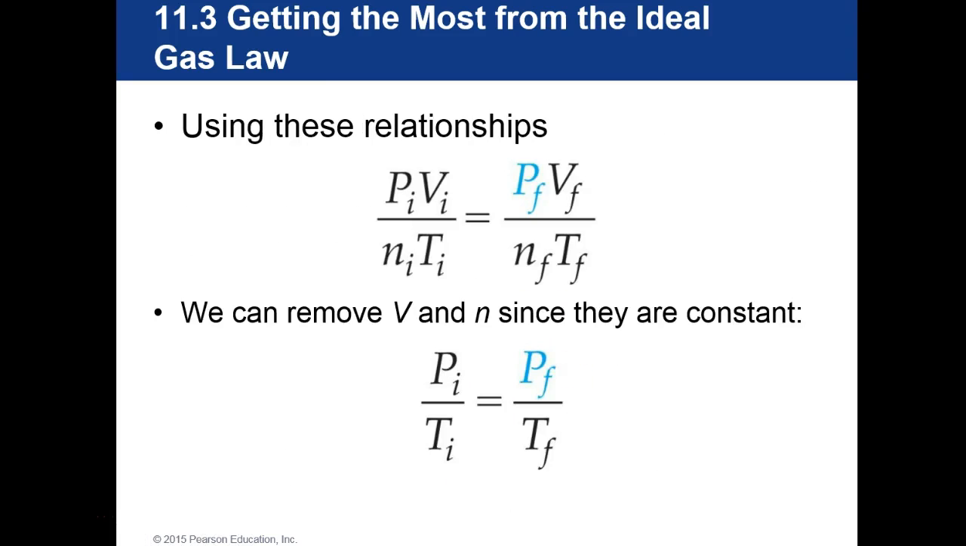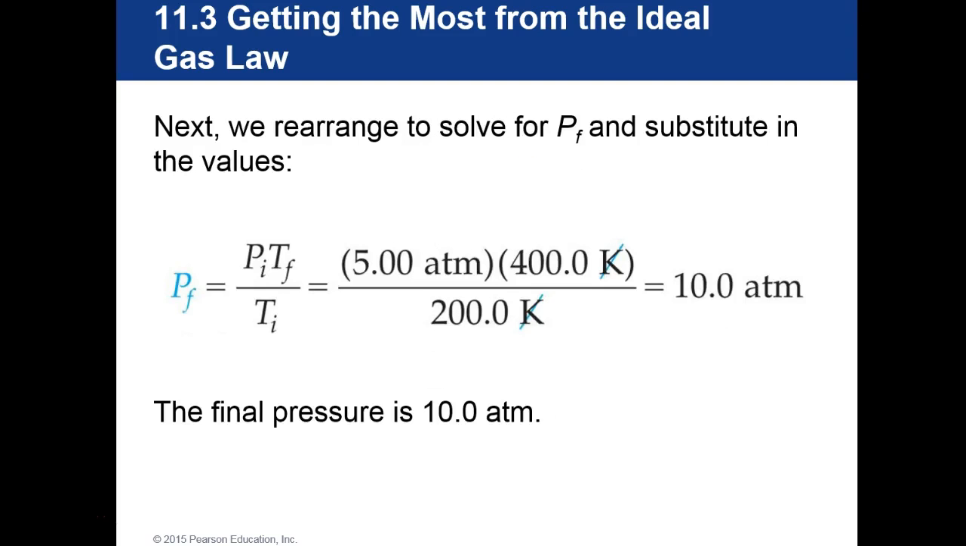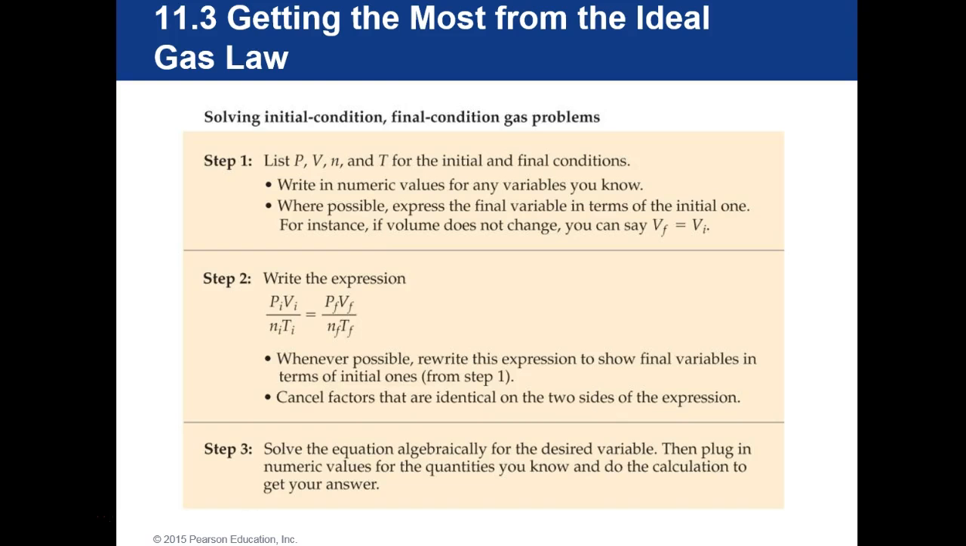So we're going to use these relationships, but we can remove those constants since we don't need them. We're going to fill everything in and solve for PF. Next we rearrange to solve for the final pressure and substitute in the other values. The final pressure is 10. Here's a quick initial condition, final condition gas problems step chart for you to refer to in the future.